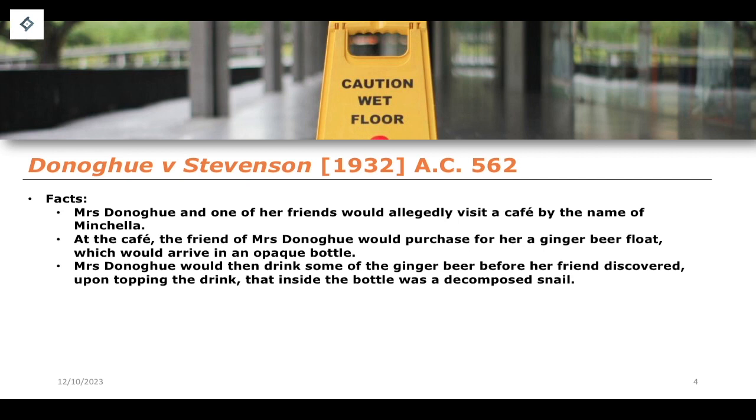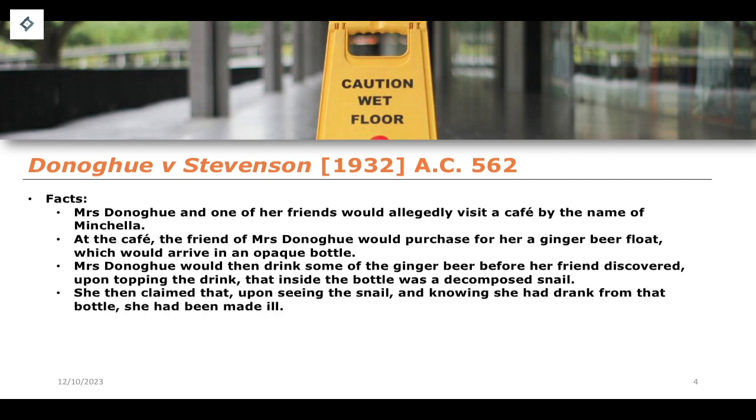Donahue would then drink some of the ginger beer before her friend discovered, upon topping the drink and tipping out the insides of the drink, that what was inside the bottle was the remains of a decomposing snail. Obviously, Mrs. Donahue isn't particularly happy about this set of affairs. She's drunk some of the ginger beer, in which there was a decomposing snail, and upon seeing the snail, knowing that she had drunk from that, it had made her ill. Okay? So these are the facts of this case.